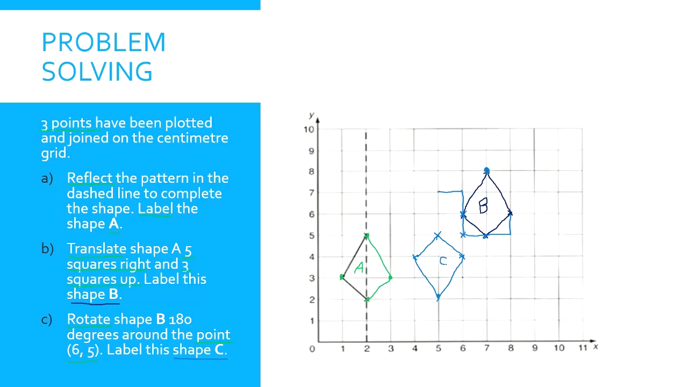So we have now completed a problem-solving question using the skills that we'd utilise for reflection, for translation, and for rotation. I hope that that's been useful to all of you and that you've been able to complete this successfully.